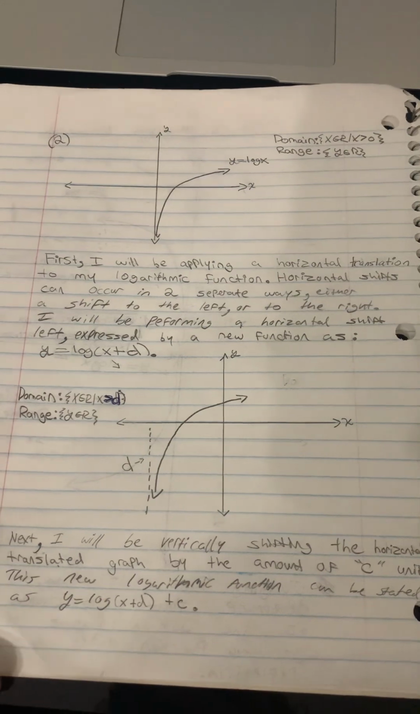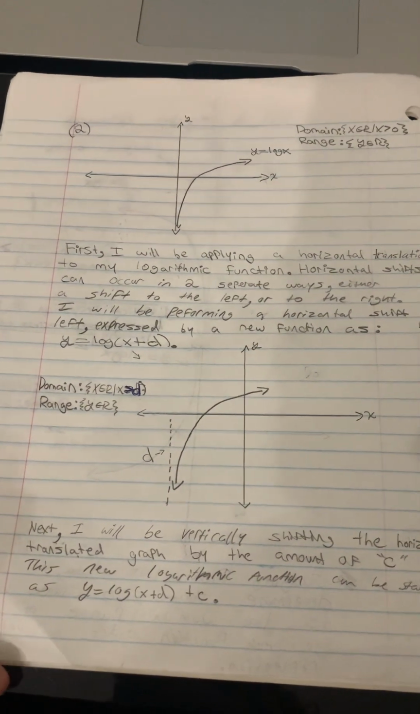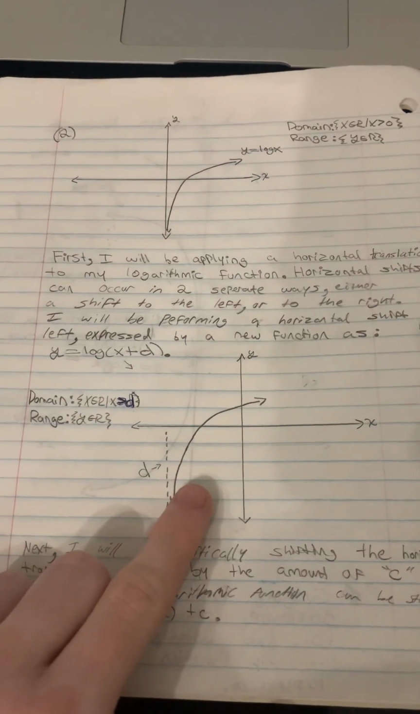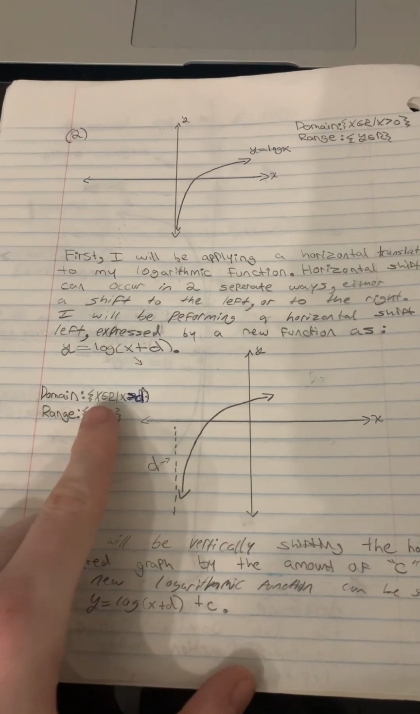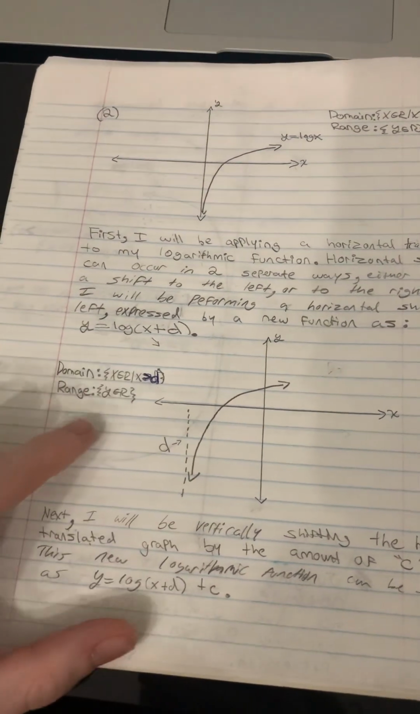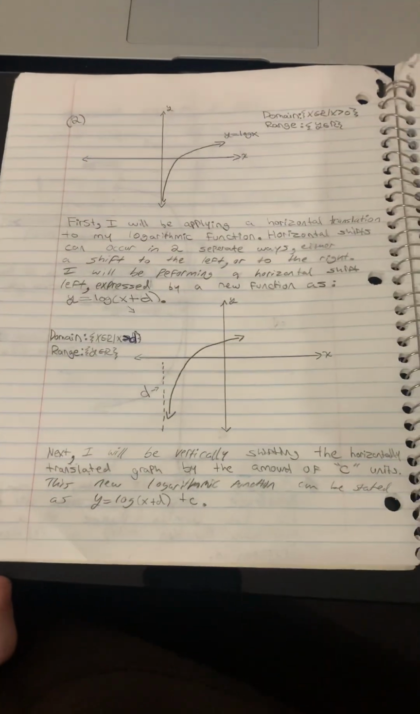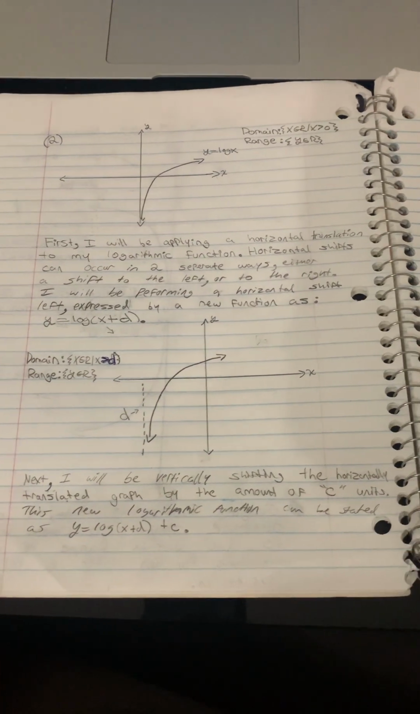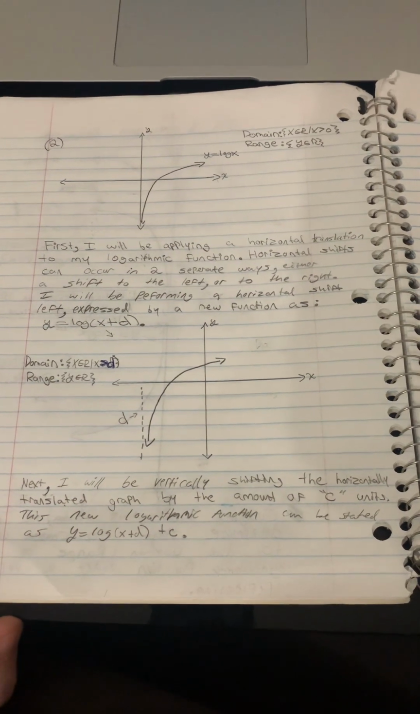I will be performing a horizontal shift left, expressed by a new function, y equals log bracket x plus d. So here is my newly shifted function. The domain is x, a set of real numbers such that x is greater than d, and the range is just y, a set of real numbers. Next, I will be vertically shifting the horizontally translated graph by c units. This new logarithmic function can be stated as y equals log bracket x plus d bracket plus c.